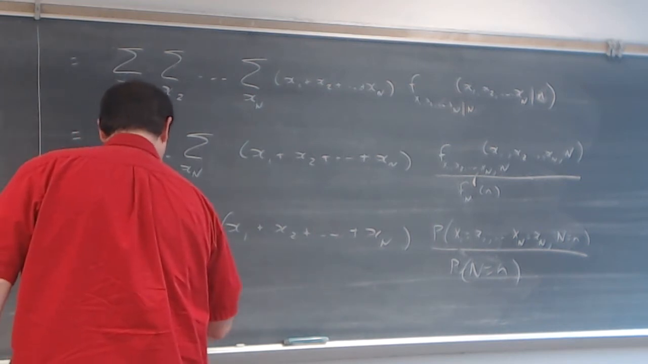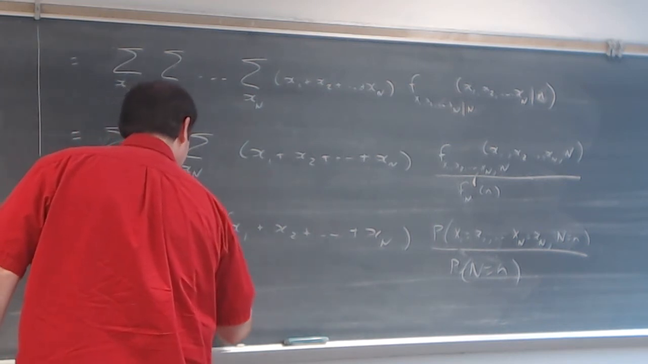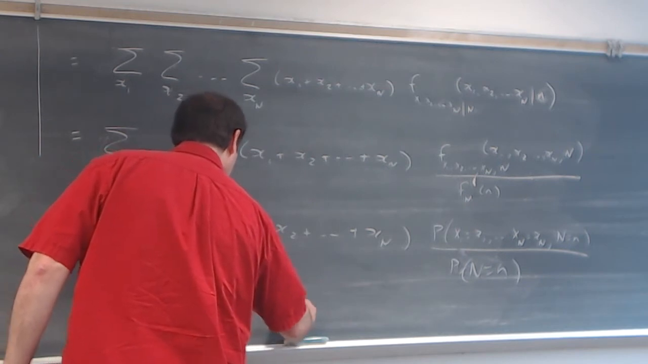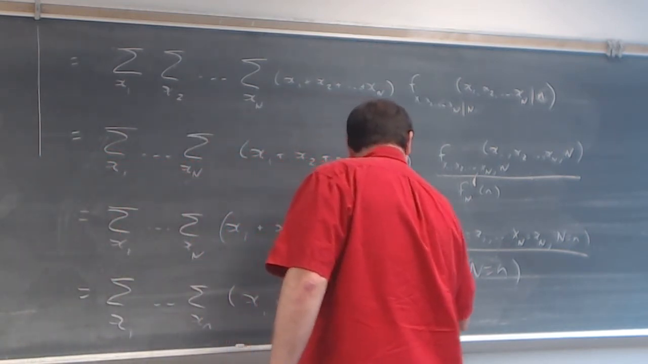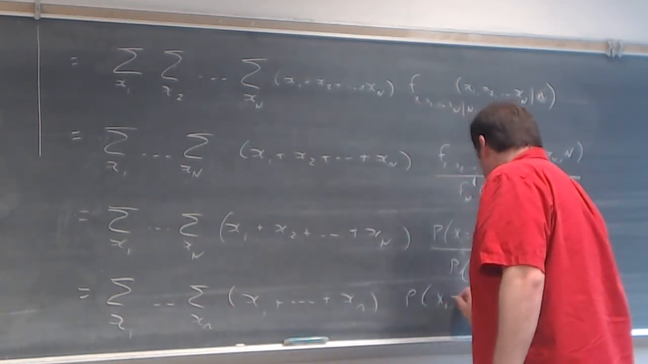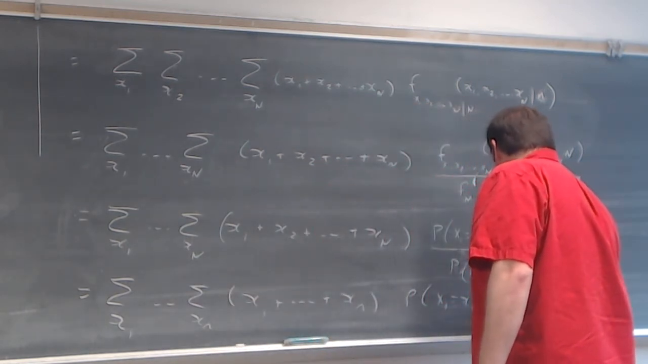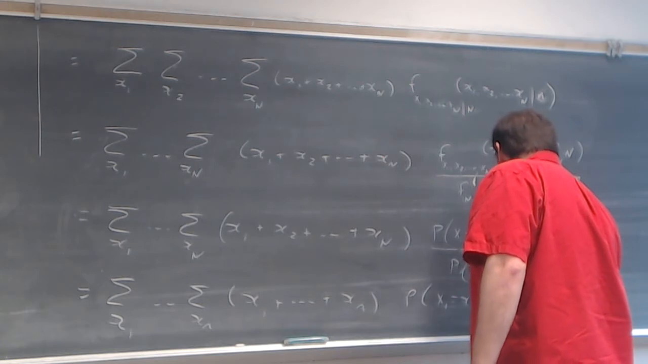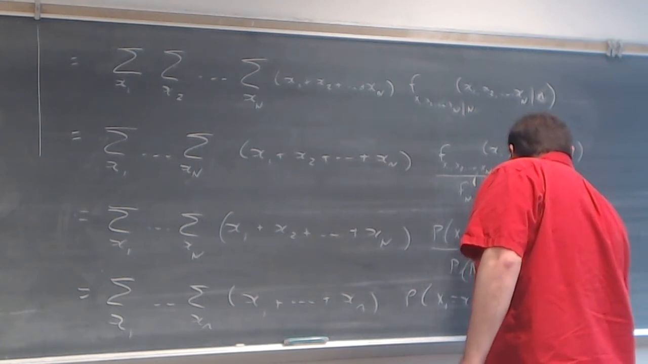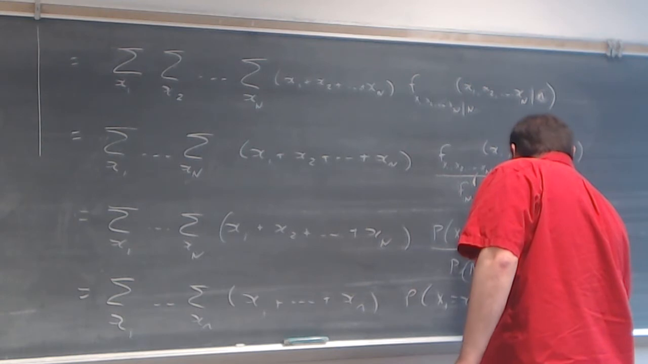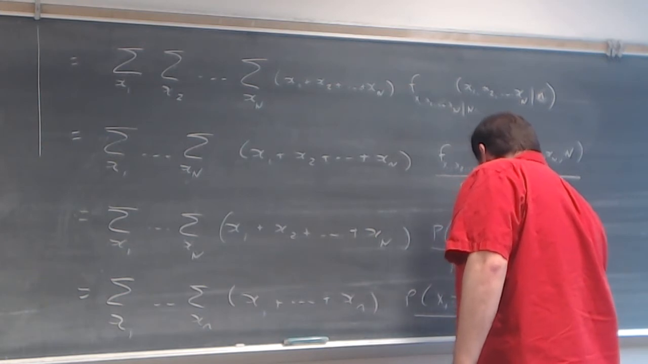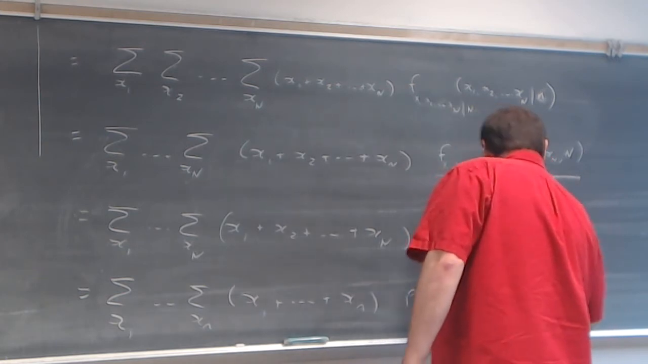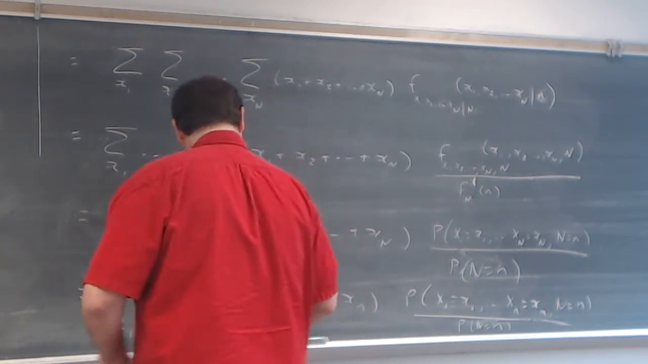So it's the sum over x of 1 all the way up to x of little n, of x of 1 plus all the way up to x of little n, of the probability that x of 1 equals little x of 1, all the way up to x of little n equals little x of n, and here big N equals little n, all over the probability that big N equals little n. And now we can use the independence here.